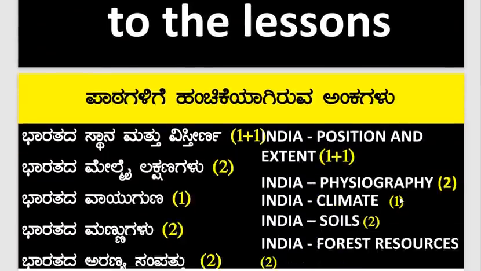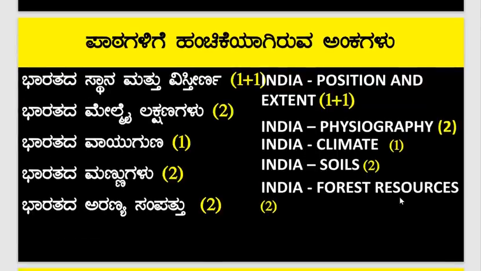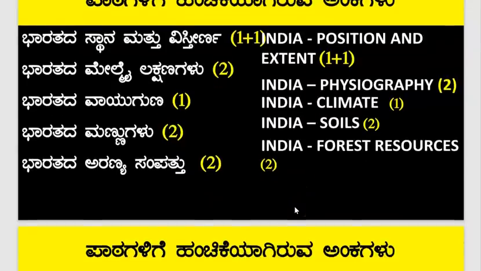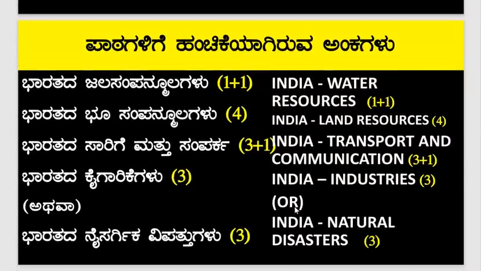Chapter wise allocation of marks of the lessons. India position and extent, you can expect 1 plus 1, 2 marks. India physiography 2 marks. India climate 1 mark. Next, India soils 2 marks. India forest resources 2 marks. India water resources 1 plus 1, which means 1 mark 2 questions. India land resources 4. India transport and communication 3 plus 1. Industries 3 marks. India natural disasters 3 marks.